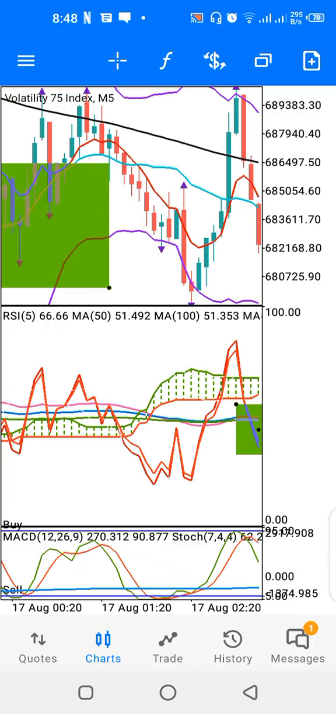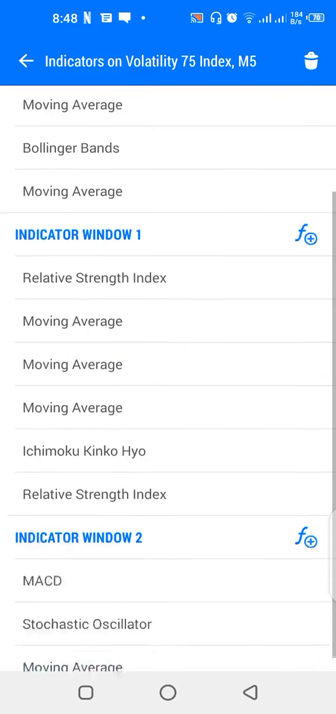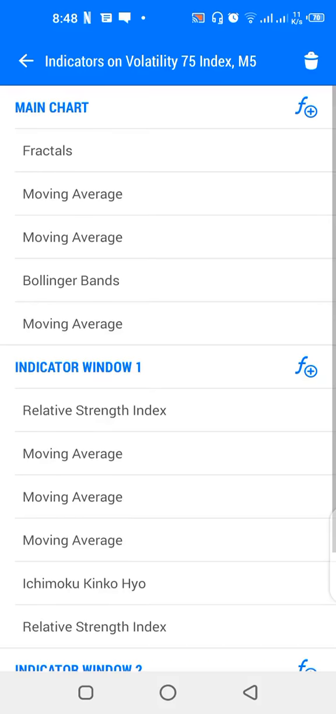For indicator window 2, let's look at the parameters. We have MACD. The fast EMA is 12. The slow EMA is 26. MACD SMA is 9. No color to the style.